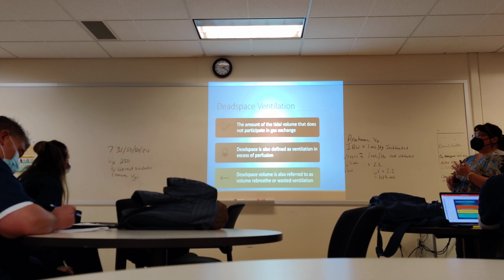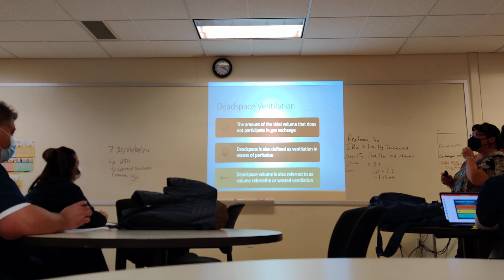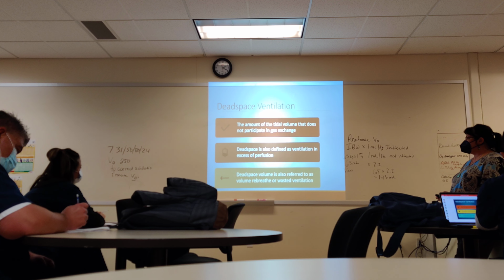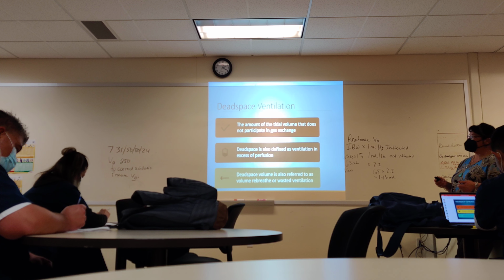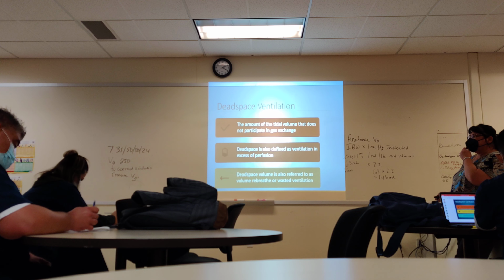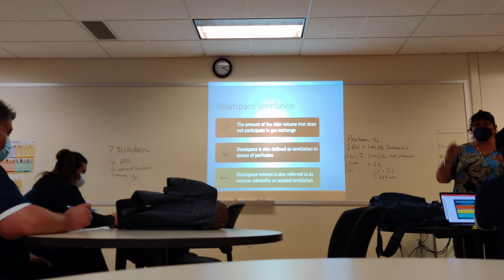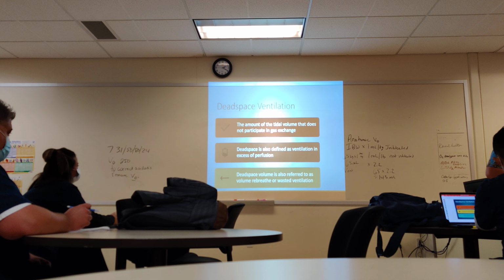So dead space ventilation is defined as the amount of volume that does not participate in gas exchange. So it's moving around, but it's actually not doing any work for us. Dead space is also defined as ventilation in excess of perfusion. So that means we have ventilation getting to the lung parenchyma, but it's not being picked up by the circulatory system. The board sometimes talks about dead space as volume rebreathed or wasted ventilation. Those are older terms, but you need to put them in your book, okay? Put them in your brain.